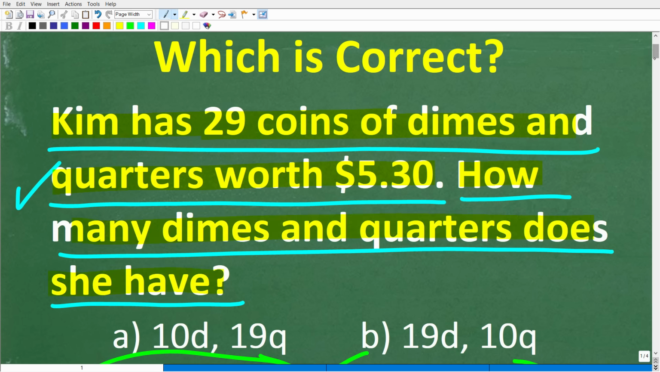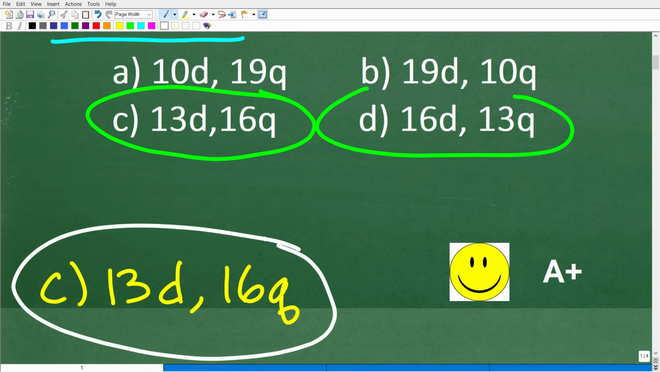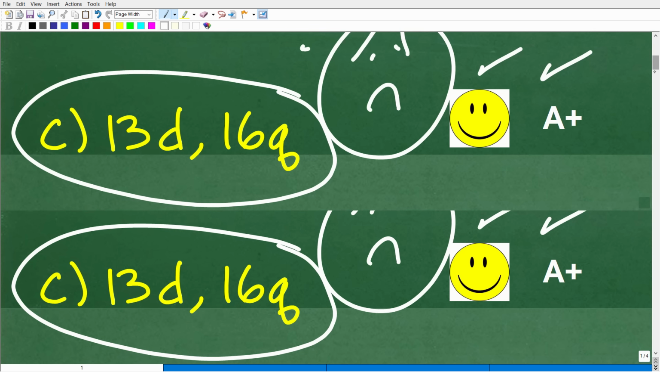All right, so let's go ahead and take a look at the answer. The correct answer is C, 13 dimes and 16 quarters. Now, if you got this right, well, you definitely get a happy face and A+. And if you're like, hey, Mr. YouTube Math Man, I'm completely lost, well, no big deal. I'm going to go ahead and explain this right now.